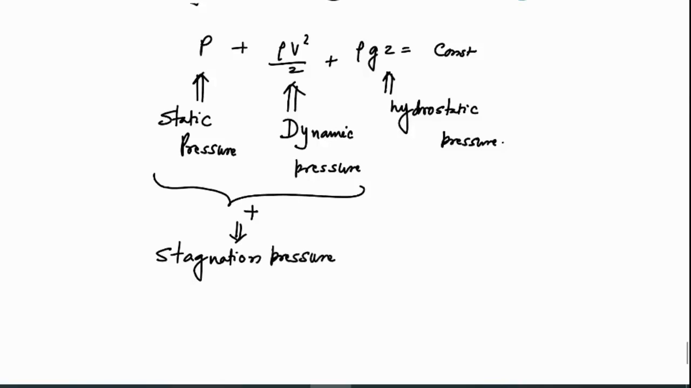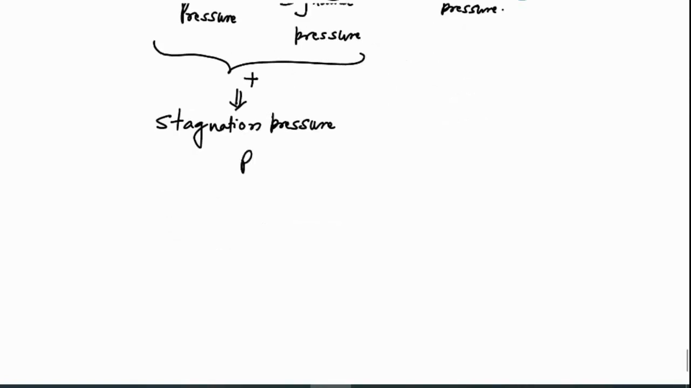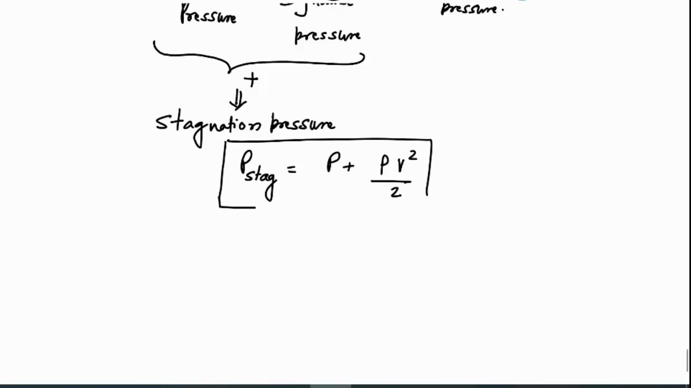So the sum of these two terms, static plus dynamic pressure, does not depend upon the reference, whereas the hydrostatic pressure can be zero also, because it depends upon the reference line. So these two pressures, static plus dynamic, we can write as P stagnation, which equals P plus rho V square by 2. So this is your stagnation pressure.